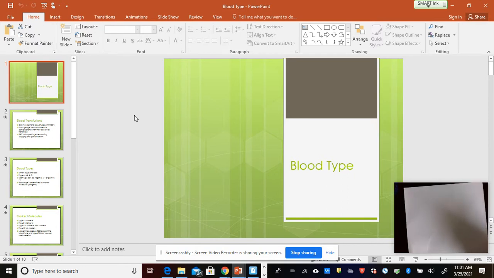Okay, I'm going to be teaching you briefly about blood types. You just finished the blood type donor lab in class, and at this point, you should have discovered who is the universal receiver and who is the universal donor.